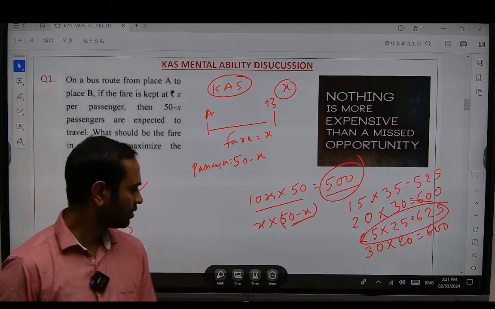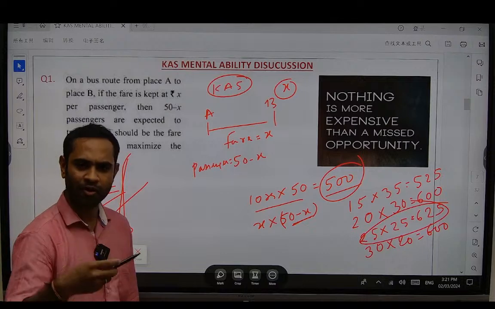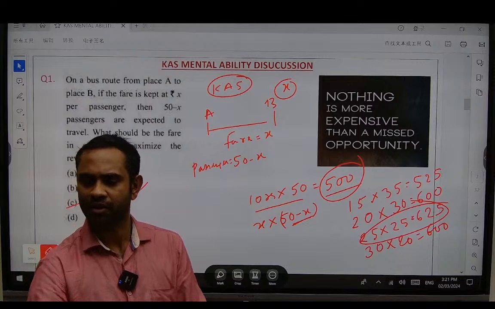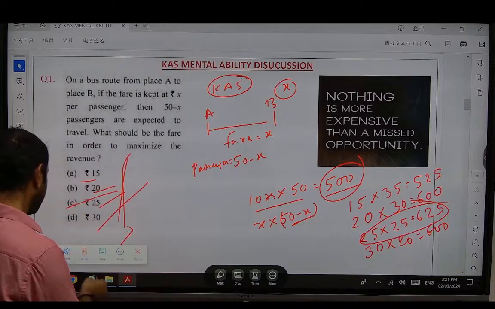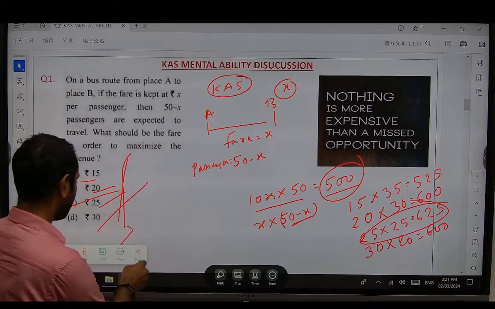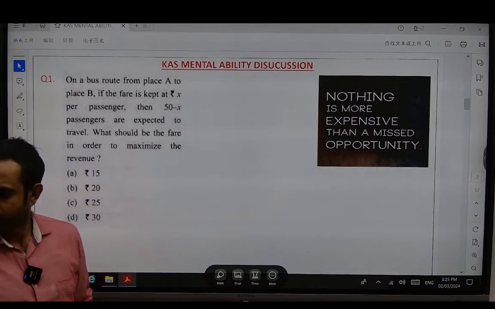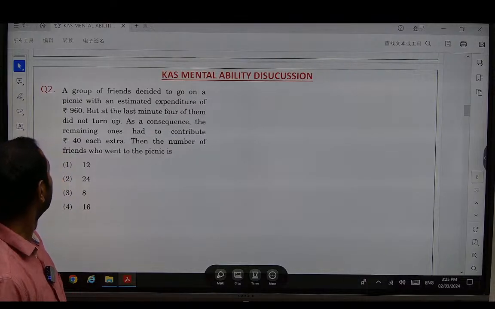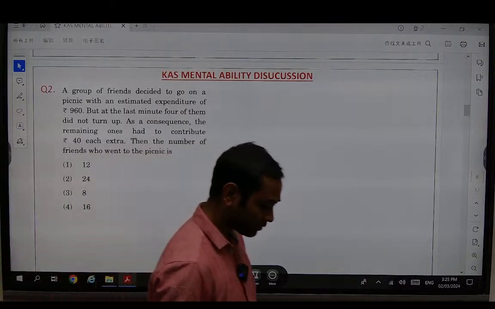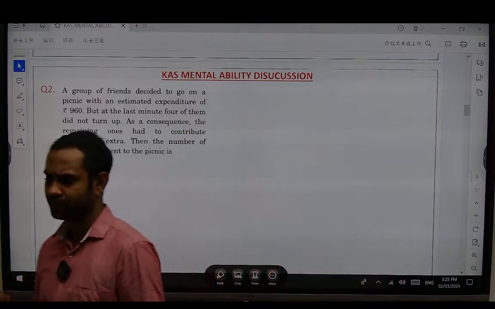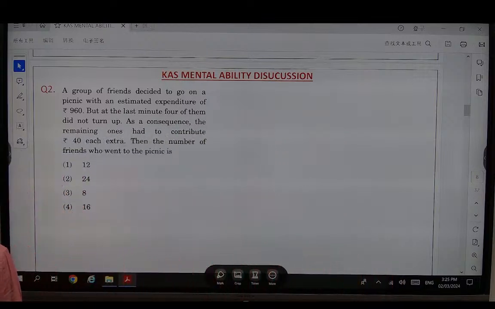Clear? Okay. Sir, you are practicing for a long time, so you are able to solve. No, what I am doing, 15 into 35, 15 into 3, 30 plus 5. This, anyone can do it. Clear for everyone? Okay, now next question. So you can try to solve this question. Is everybody able to understand on YouTube?